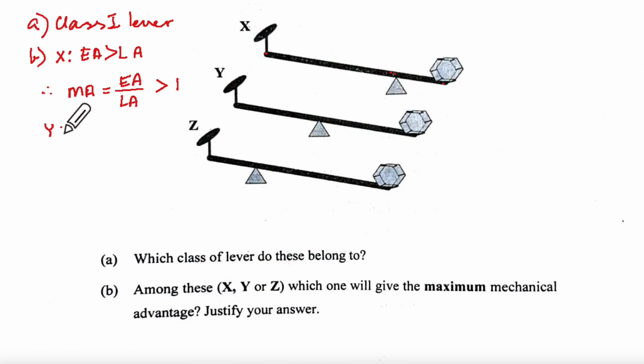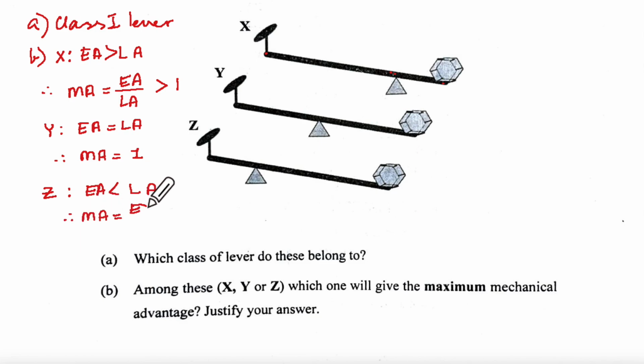In case of Y, the effort arm is equal to the load arm, so therefore mechanical advantage will be equal to 1. In case of Z, effort arm is from here to here, effort arm is less than the load arm, and therefore mechanical advantage, which is effort arm upon load arm, will be less than 1. So your answer for B will be therefore X.